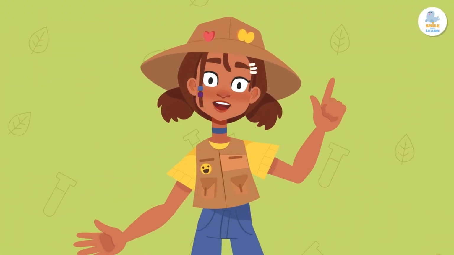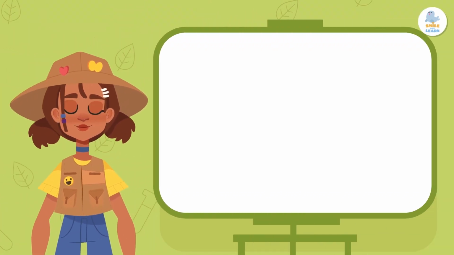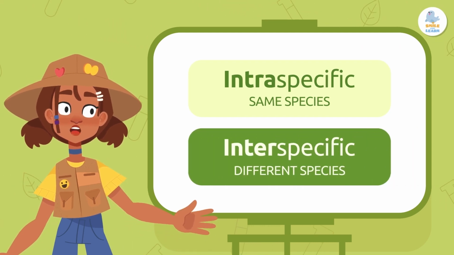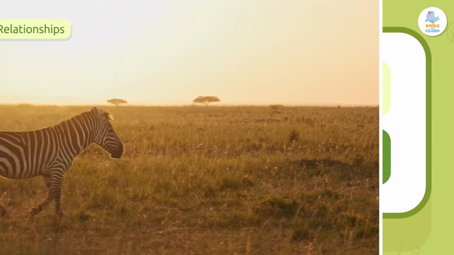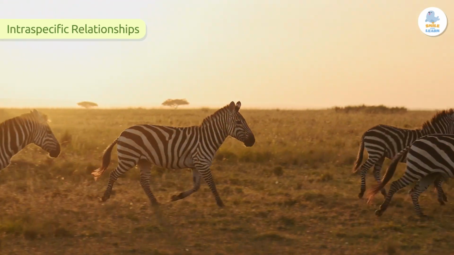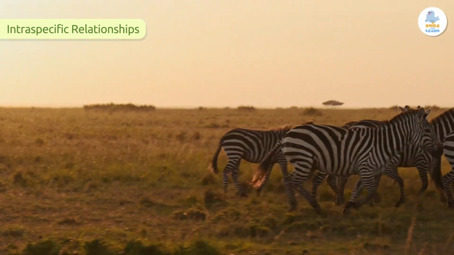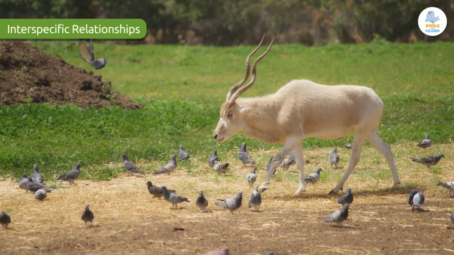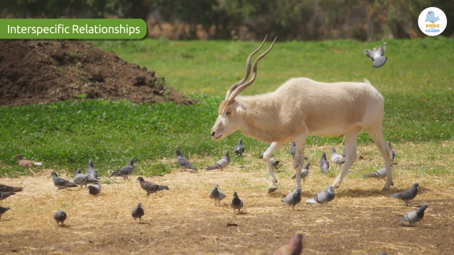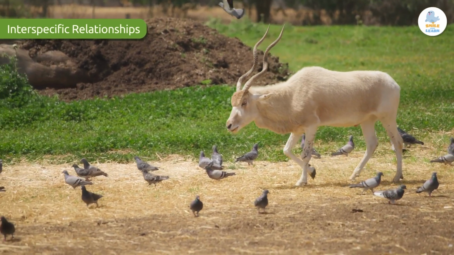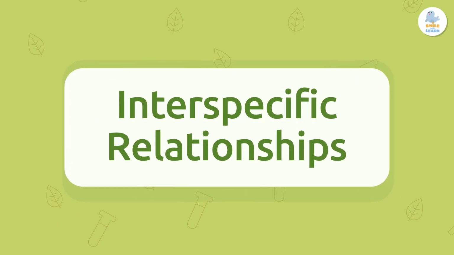There are two types of relationships: intraspecific and interspecific. In intraspecific relationships, the living things are of the same species. In contrast, in interspecific relationships, the living beings involved are of different species. Today we will learn the types of interspecific relationships.